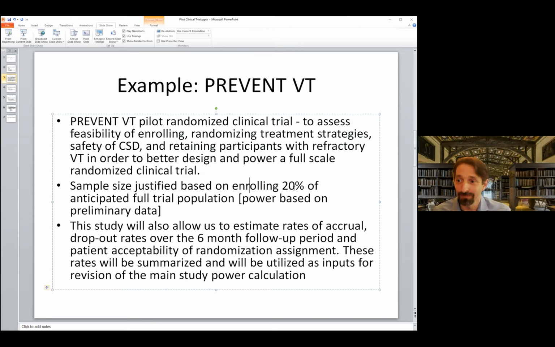Should it have been 10%? Should it have been 30%? You know, there's not a specific right answer, but we felt that with this 20%, we could get a fairly good idea of the top level parameters. And of course, the larger the pilot study, the better we should be able to estimate the parameters and be better able to run our next stage trial.